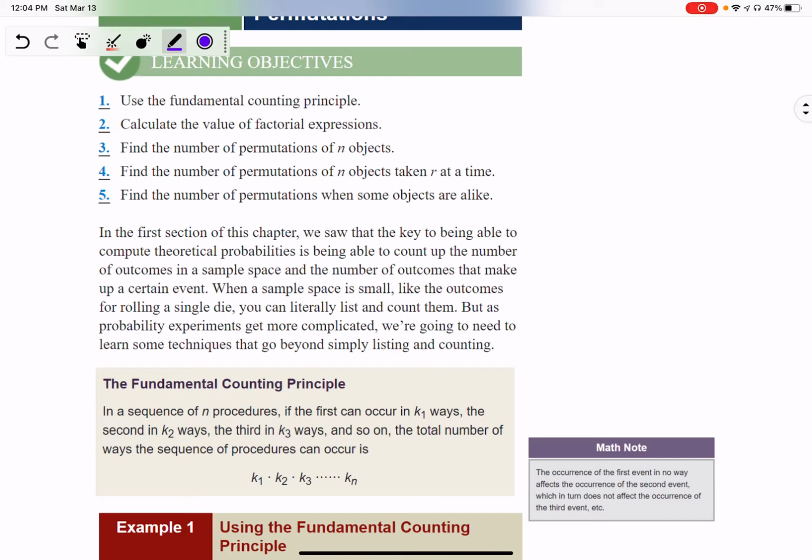In a sequence of n procedures, if the first can occur in K1 ways, the second in K2 ways, the third in K3 ways, and so on, the total number of ways the sequence of procedures can occur is the product here. In other words, you just multiply each number to come up with the total number of ways that the sequence can occur.